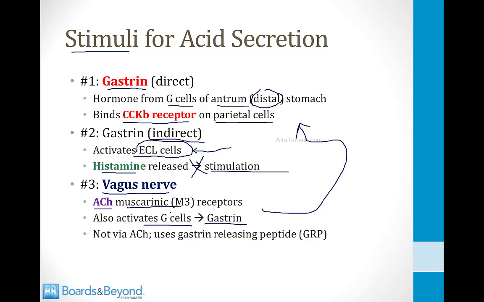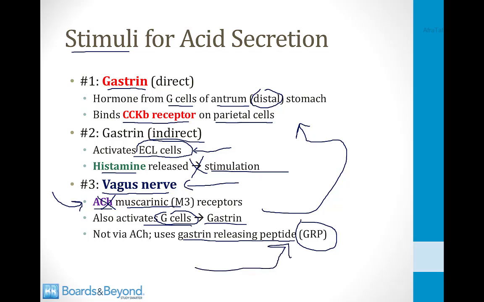Now there's a peculiar feature of the way the vagus nerve activates these G cells to release gastrin. It does not use acetylcholine as the neurotransmitter. Instead, it uses an unusual protein called gastrin-releasing peptide, or GRP. The reason this is clinically important is because if you block acetylcholine, you will not block the vagus nerve's effect on the stomach, because this GRP will continue to function and it will stimulate acid secretion.